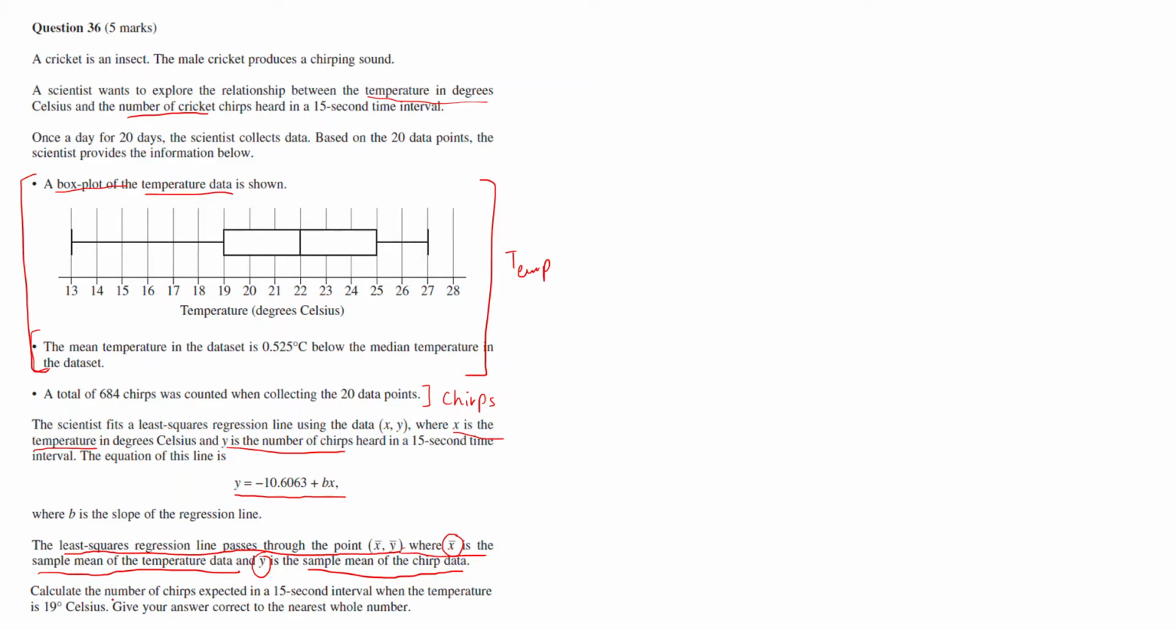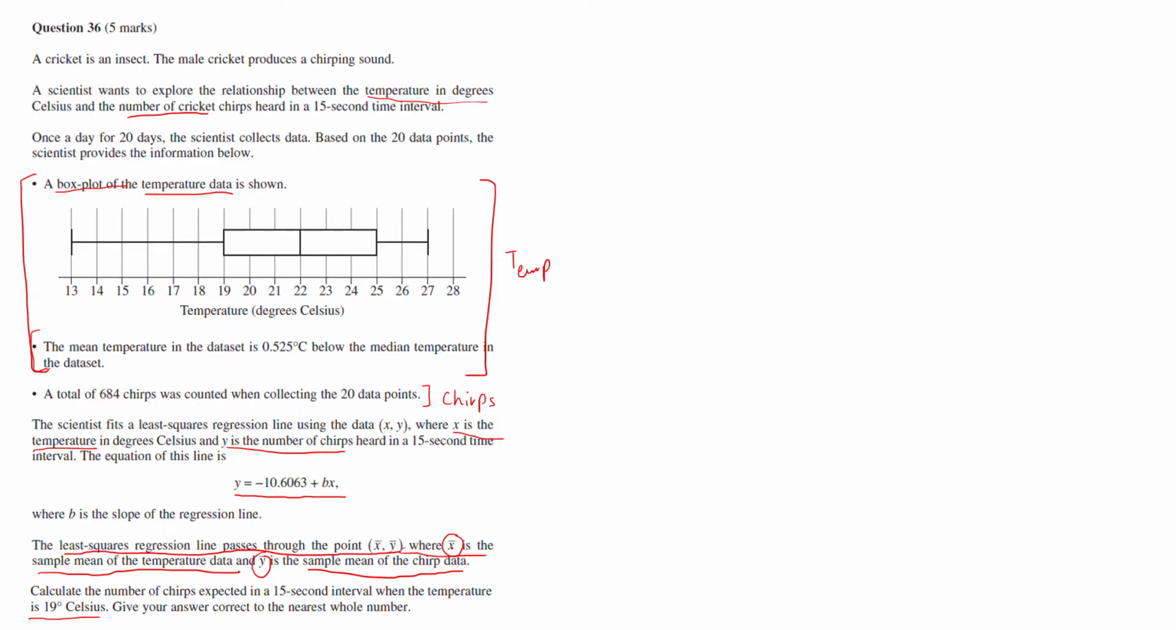But what is it that the question is actually asking? The question is asking: calculate the number of chirps expected when the temperature is 19 Celsius. All it's asking is to put 19 into this equation and tell me what the value of y is. But you can't do that until you know b. And to calculate b, you need to work out what x bar and y bar are. So now we know what to do with this information.